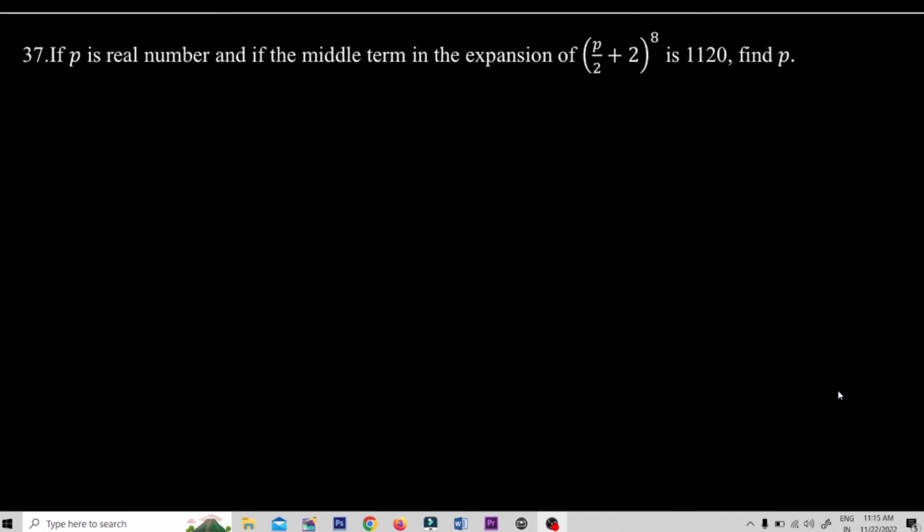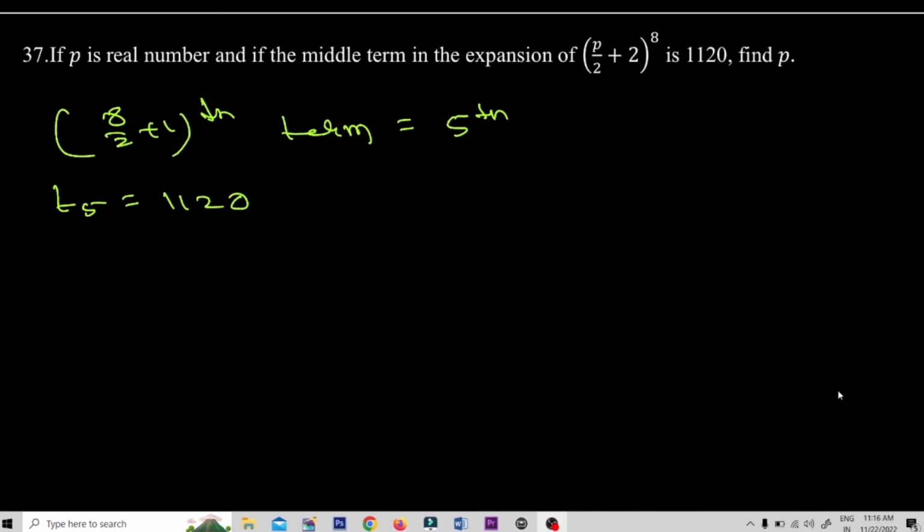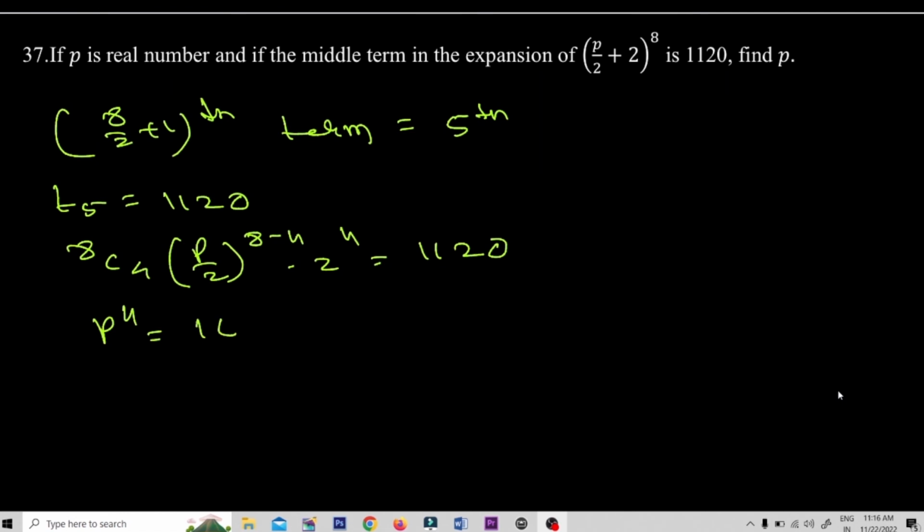In this case, it has been given that the fifth term, because whole to the power 8, so 8 by 2 plus 1, is the fifth term, which is the middle term. Therefore T5 according to the question is 1120. Therefore we can write 8C4 into p by 2 whole to the power 8 minus 4 into 2 to the power 4 is 1120. If we calculate, p to the power 4 equals 16. So p equals plus minus 2.